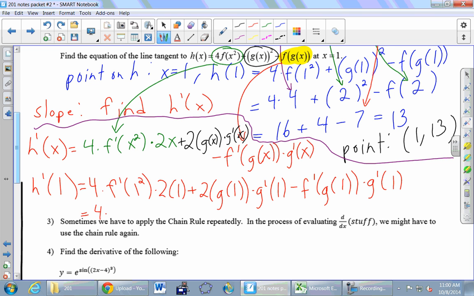So this is saying 4 times f prime of 1. How much is f prime of 1? -2. It's off screen for me, so if you see an error, let me know. Times, and then there's a 2 times 1, so that's just 2. So far, so good. Plus 2 times, what is g of 1? 2 times, what is g prime of 1? -6. Again, if there's any mistakes in these, let me know. Minus f prime of, I'm just going to copy that part. I need g of 1, that's still 2, times g prime of 1, that's still -6.